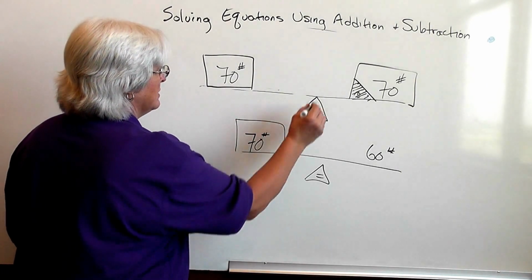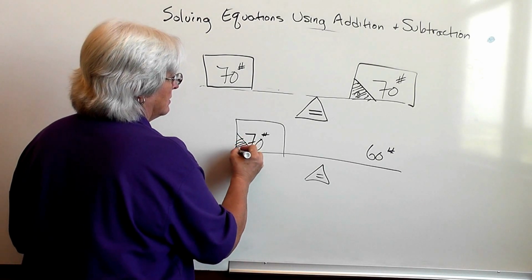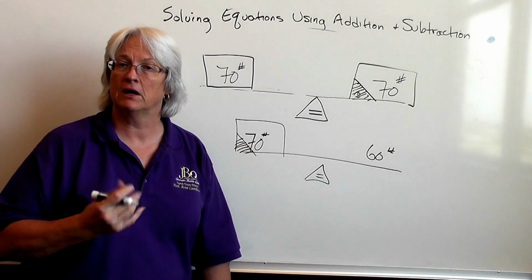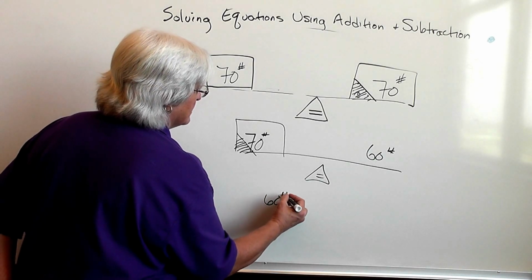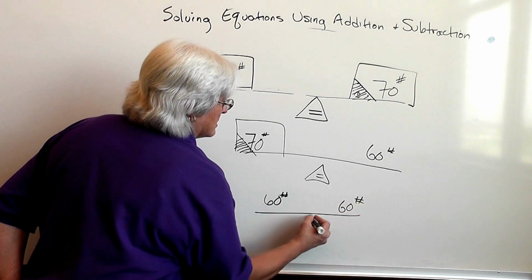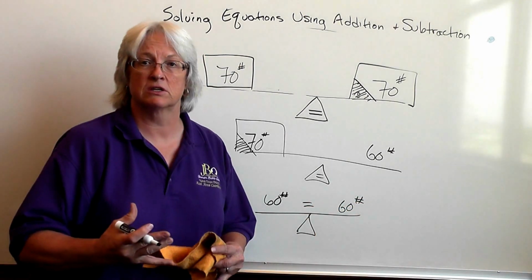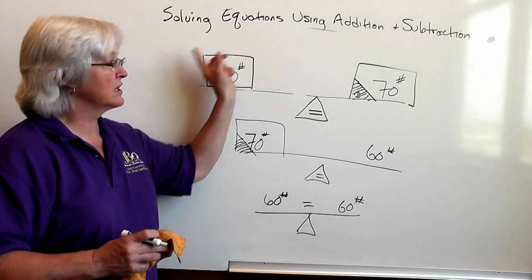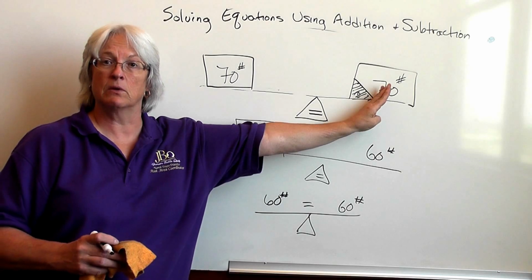Same way that we did over here. We can take our corner chunk out. That's 10 pounds. We can take 10 pounds out. And we now have 60 pounds on one side of the equation, 60 pounds on the other side of the equation, and it's balanced again. What did we do first to get to the 70? We added 10 pounds to both sides of the equation.